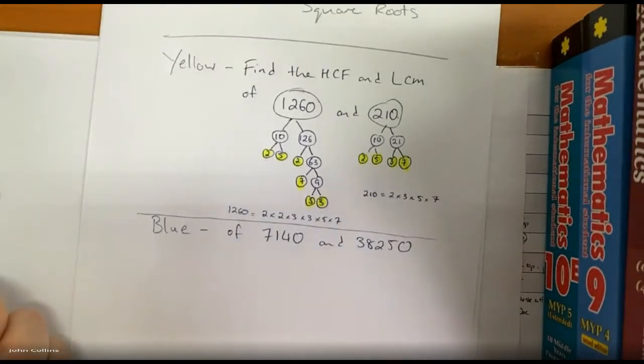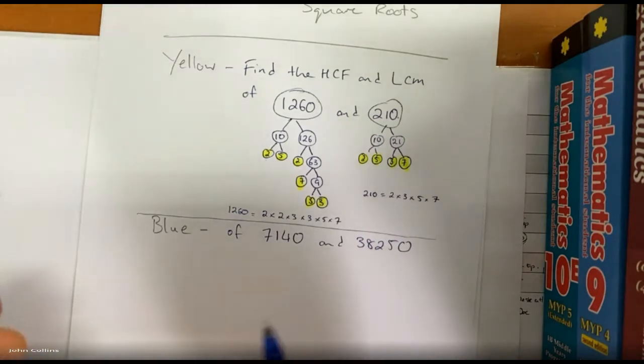How do I apply what we did yesterday and find the highest common factor? So I'm looking for common stuff in both lists.